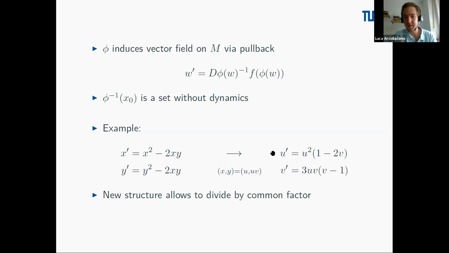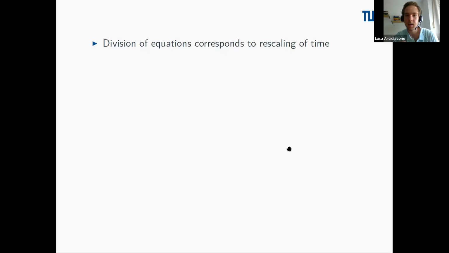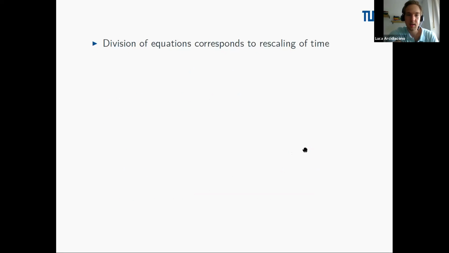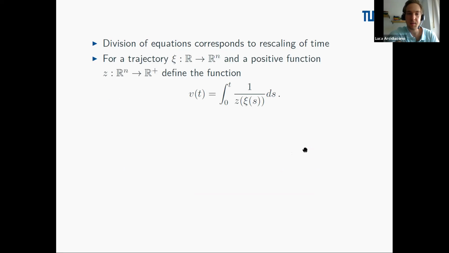But the benefit is that in these new equations, the structure is in such a way that we can divide out common factors. Using this division, we can then pose simpler equations. So why are we even allowed to divide simply by some factor in the equations? It corresponds to a rescaling of time.